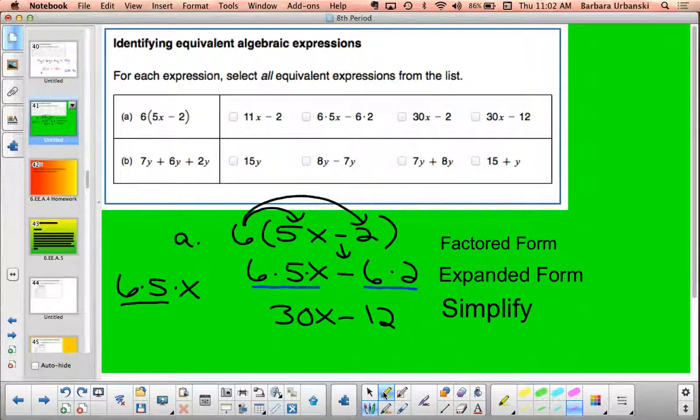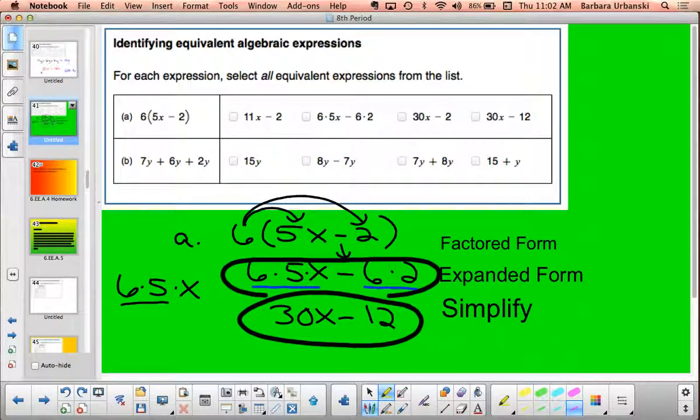So now at this point, we're trying to see if there is some type of an equivalent expression that is going to look like this, which would be 30x minus 12, or perhaps something that looks like this. Our first choice, 11x minus 2, well, that certainly doesn't look like either one of these. Now we have the 6 times 5x minus 6 times 2, which, yes, that would be a choice. That would be this particular problem expression in expanded form.